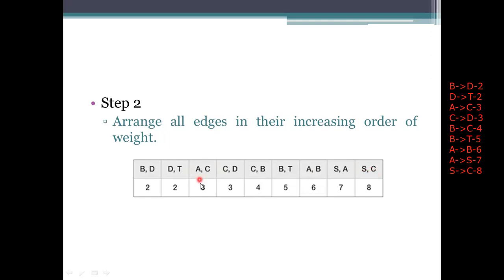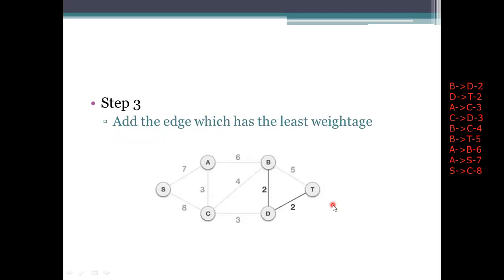Okay. So these are the values here. Now start the formation of the spanning tree by adding the edges which have the least weight. The least weight edges we have here are B to D and D to T. Try to add these two. Now see, are any cycles forming? There is no cycle. We just added two edges, so there is no formation of a cycle.